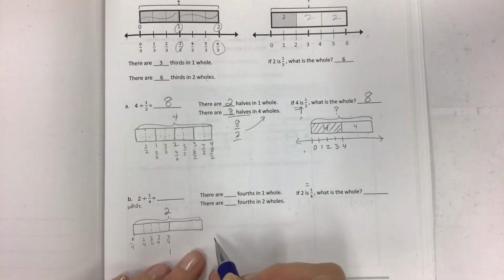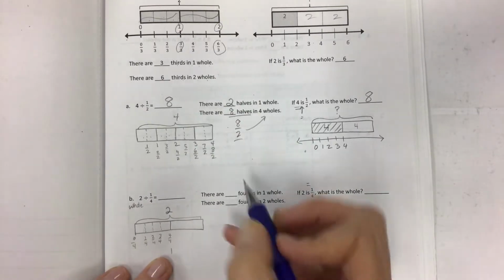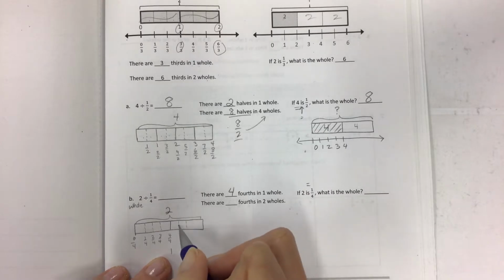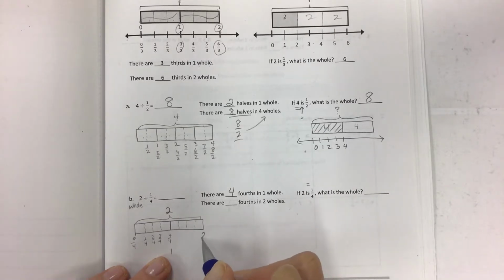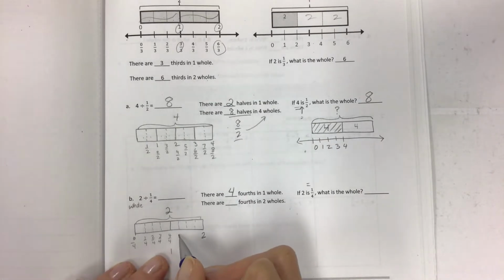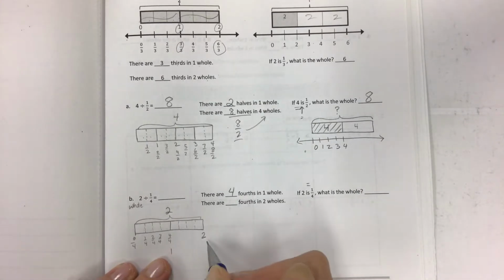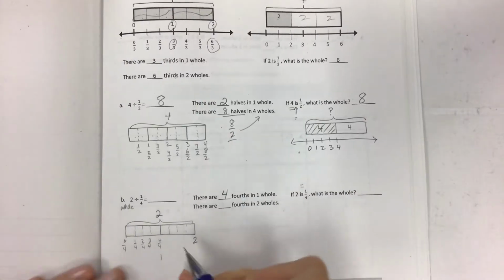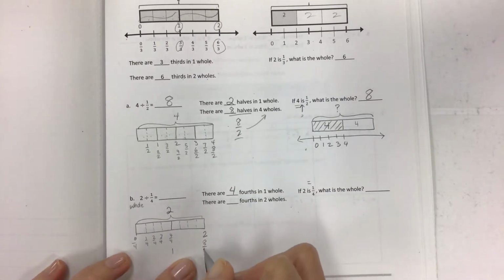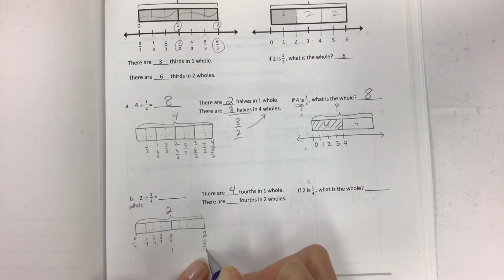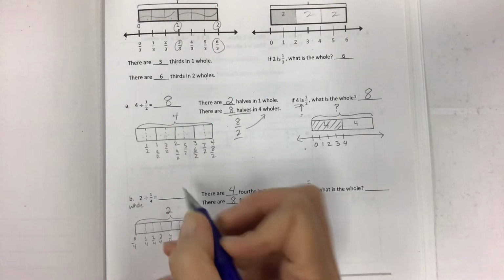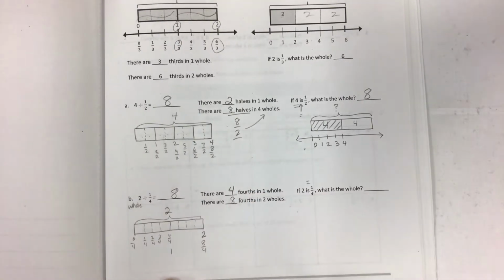So how many fourths are in 1? There are 4/4 in 1. So how many fourths are going to be in 2? You can label all these, you can keep counting, but if you know that it's going to be 1, 2, 3, 4, 5, 6, 7, 8, 8 fourths. Again, mathematically, 8 divided by 4 is 2, so there are 8 fourths in 2 wholes. And so there are 8 pieces.